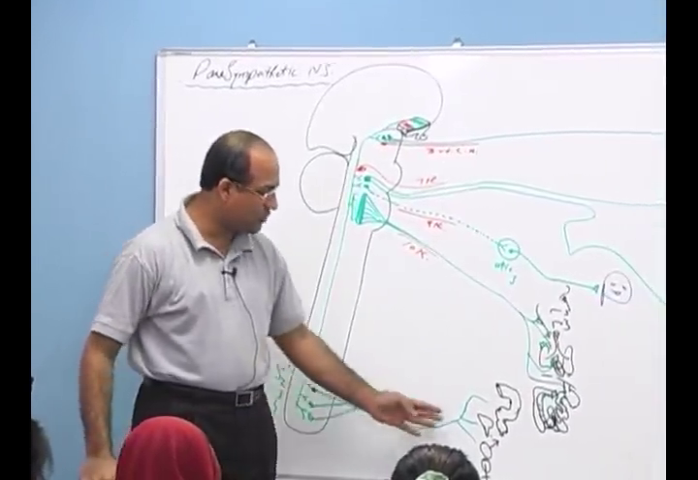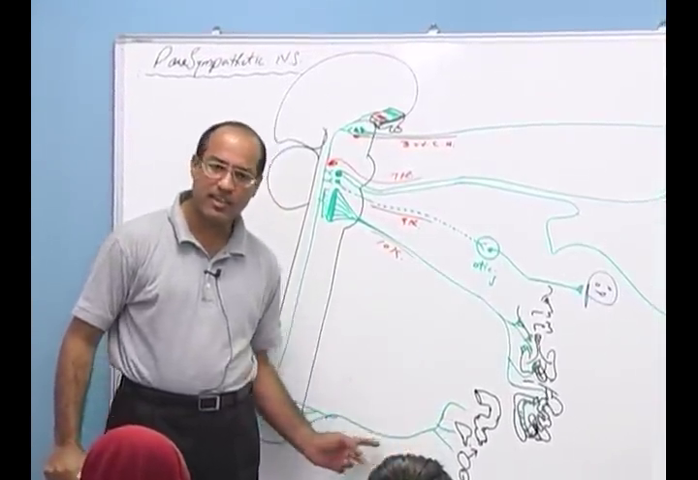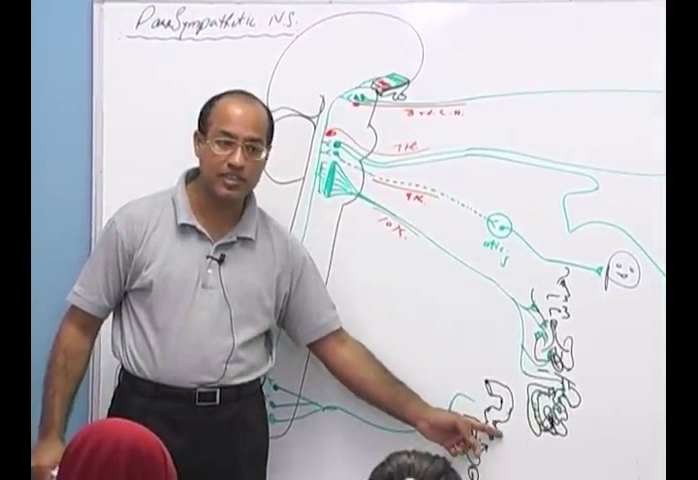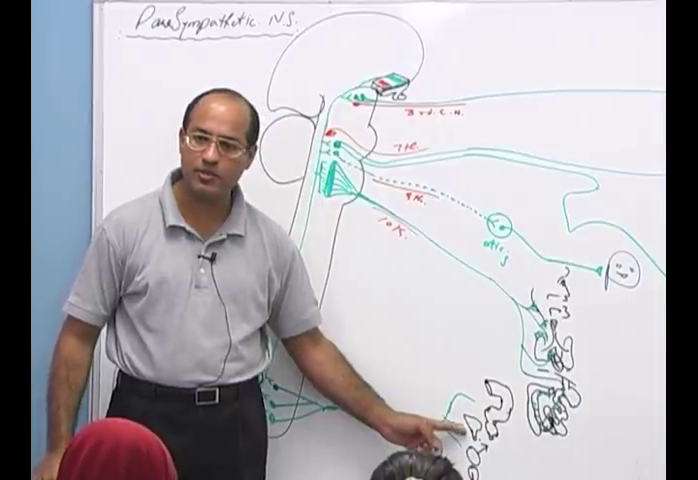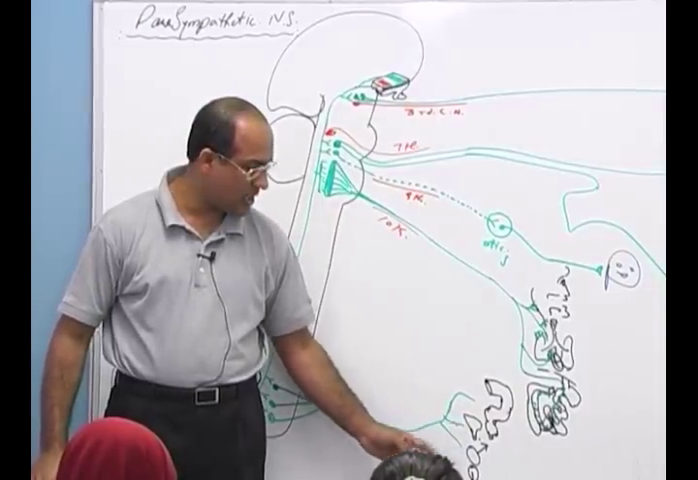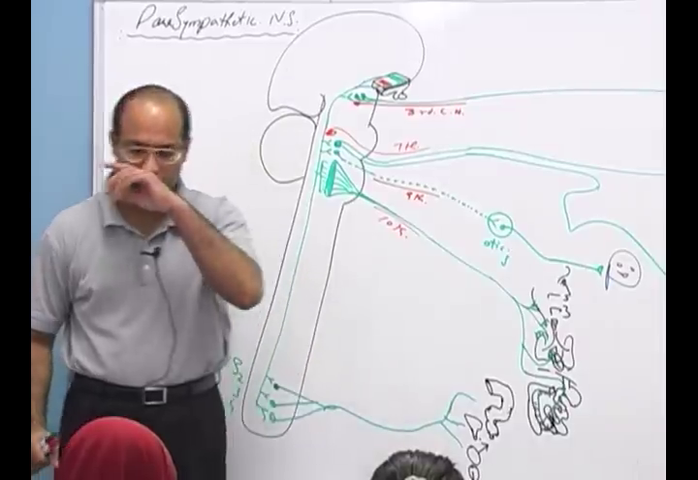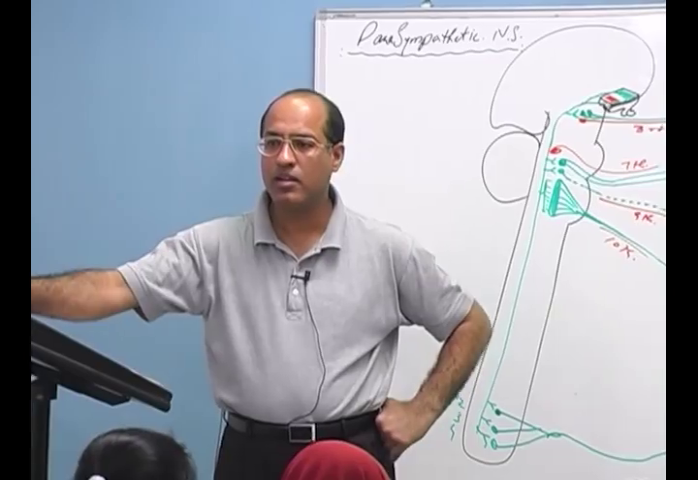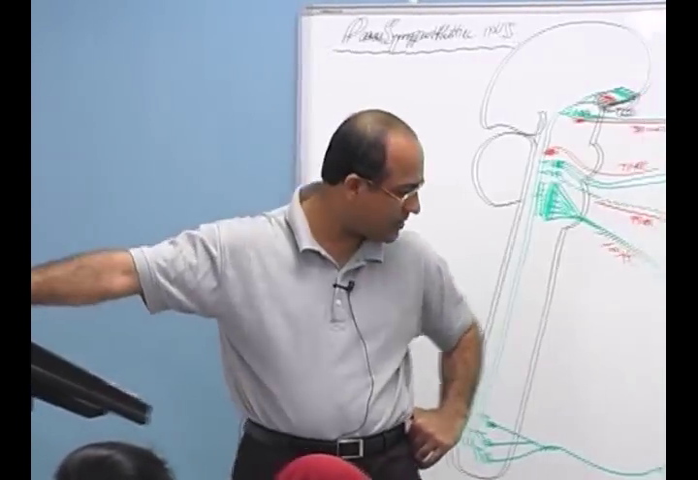Okay. And there's no fun in telling that these fibers are concerned with motor to last part of GIT leading to defecation, and to the bladder they will lead to micturition, and for the genital activity in the male, parasympathetic activity will lead to erection, and in female that will lead to vaginal secretions, right?